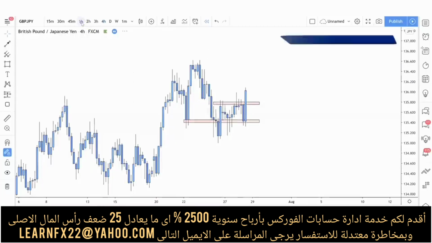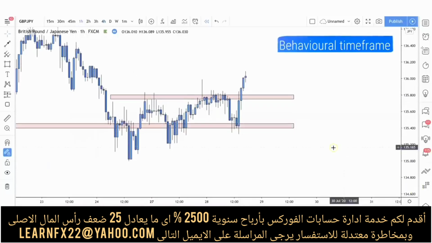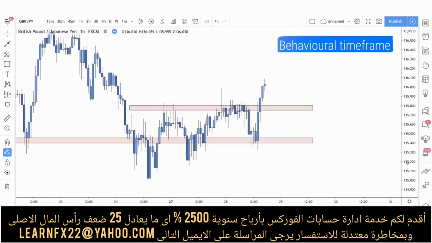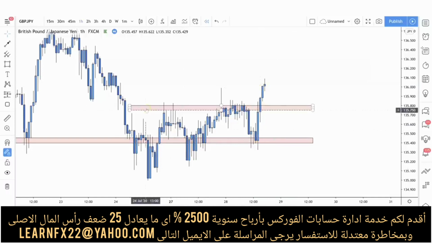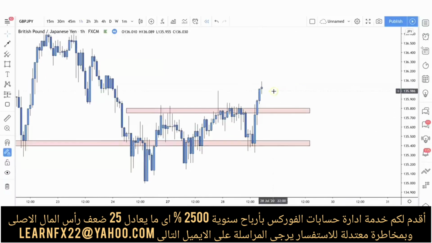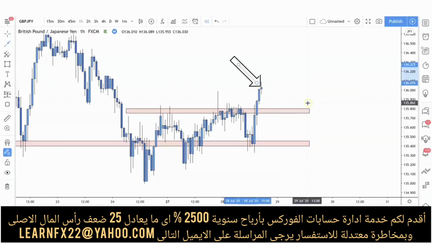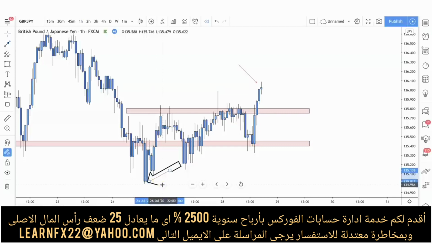We want to go down to our behavioral time frame. The behavioral time frame, as you can see here, is clearly identifying that the market is really strong bullish. We were sitting in this range and we've finally broken above it for a long period of time. That is now telling us that the bulls are clearly in control of this market. Now we can't take an entry on this because we're never going to take a buy when the market is pushing to the upside, and we're never going to take a sell when the market's pushing to the downside.